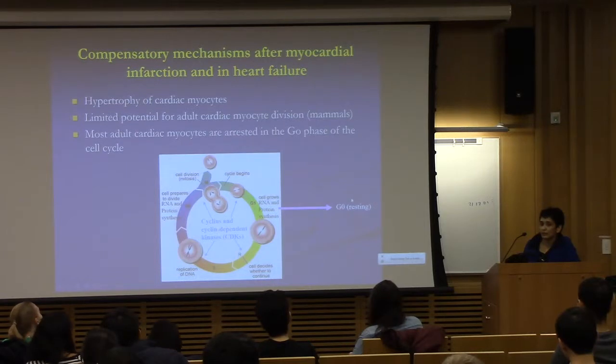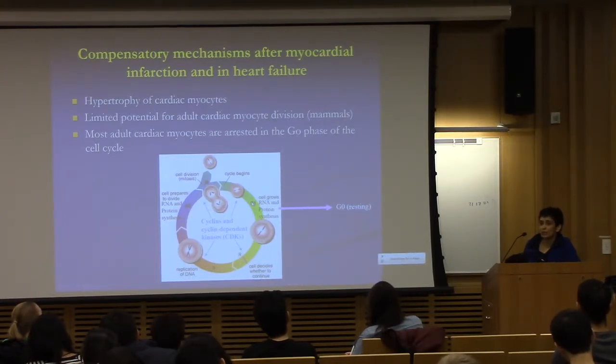So stem cells have the capability for replicating, but cardiac myocytes are arrested in this G0 phase. As a result, when you have damage to the heart, very few cardiac myocytes can divide and replace the dead cardiac myocytes. So what you end up with is a big scar. And so that is the big problem.